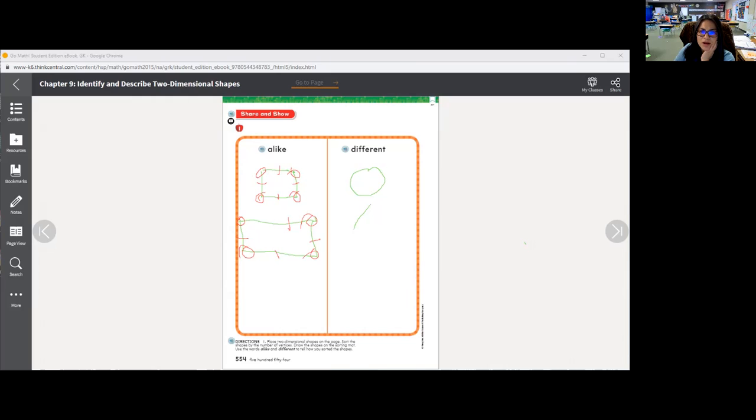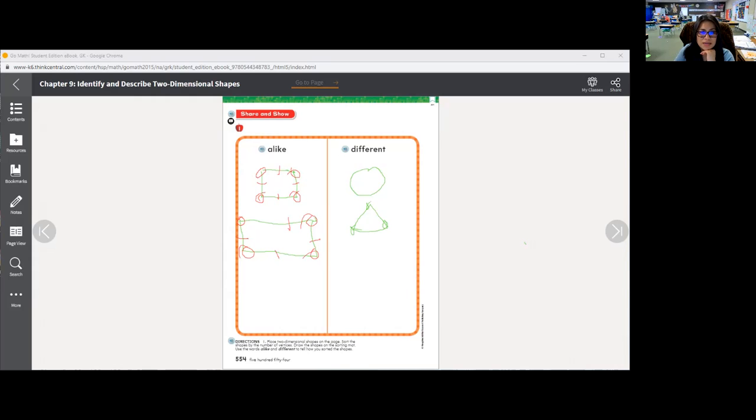Okay, 1, 2, 3. How many vertex does it have? 3. 1, 2, 3. So yes, a triangle is different because it only has 3 sides and 3 vertex. It's not the same, not alike like those other two. Thank you, Calvin. All right, I need another shape.